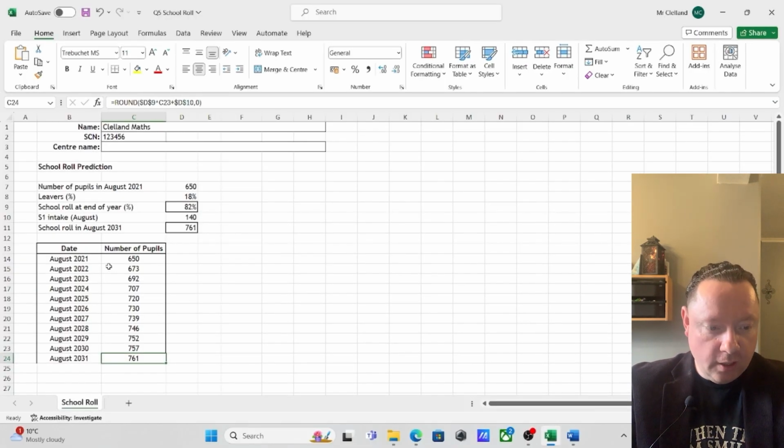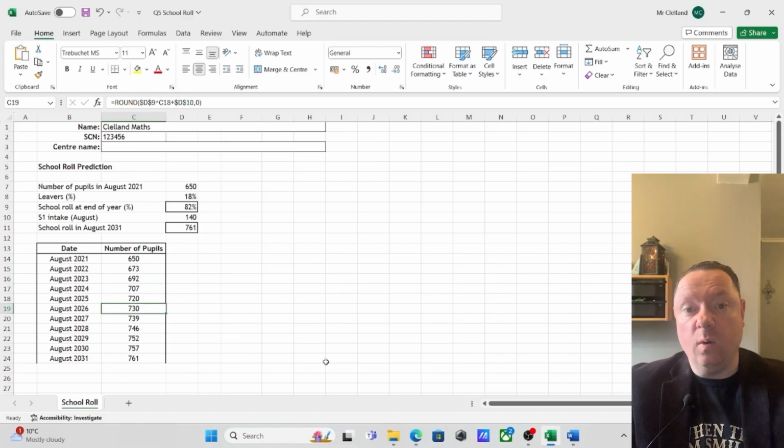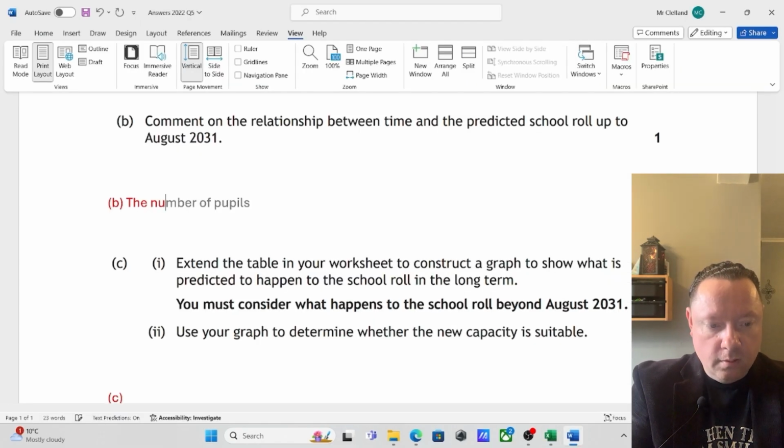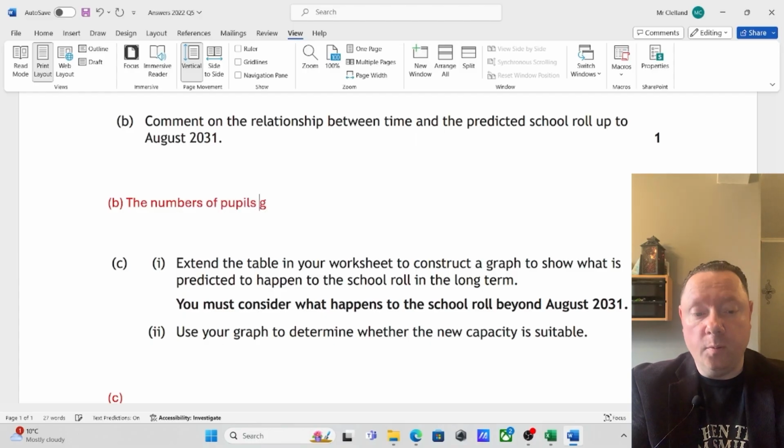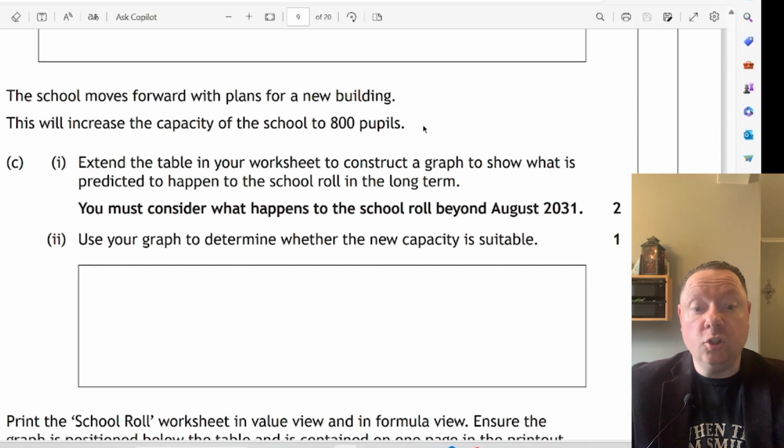So let's have a look. As each year goes on, the number of pupils increases. So that's all we have to write. So the number of pupils gradually increases each year. The school moves forward with plans for a new building. This will increase the capacity to 800 pupils.